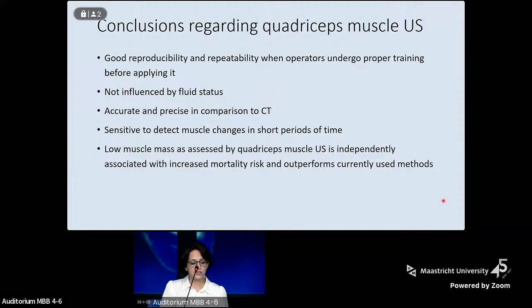And it's sensitive to detect muscle changes in short periods of time, as we saw in patients in the ICU. So it could be used for monitoring interventions, physical and nutritional interventions. And finally, low muscle mass, as assessed by quadriceps muscle ultrasound, was also independently associated with increased mortality risk and performed better in comparison to anthropometry and bioimpedance analysis. I thank you all for your attention, and I give back the word to the prorector.